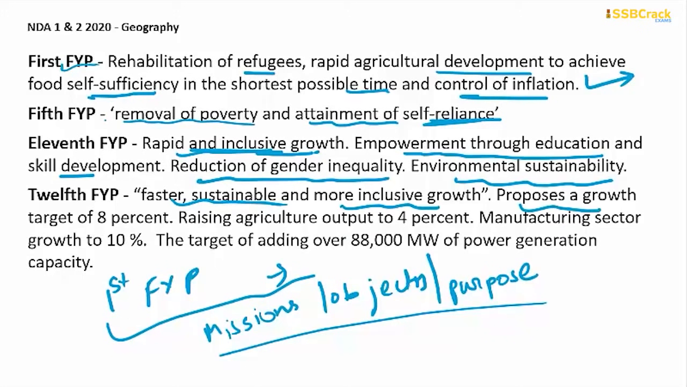A growth target of 8% was set, and raising agricultural output to 4% was also set. Manufacturing sector growth to 10% was also set, and apart from that, the target of adding over 88,000 megawatt of power generation capacity all across the country was also set. So these were the major objectives of each of these 5-year plans. From an examination point of view, you must remember the objectives for all the 5-year plans.